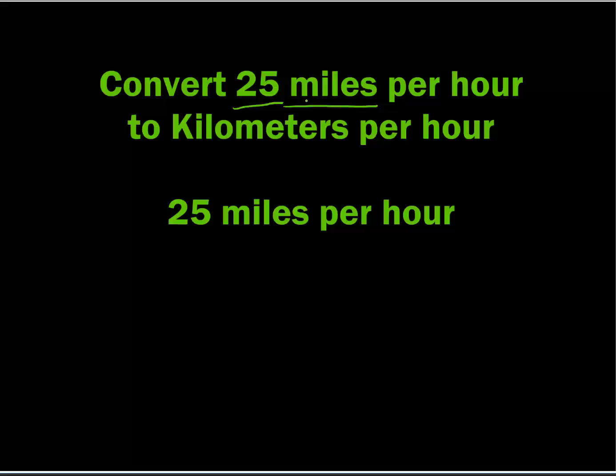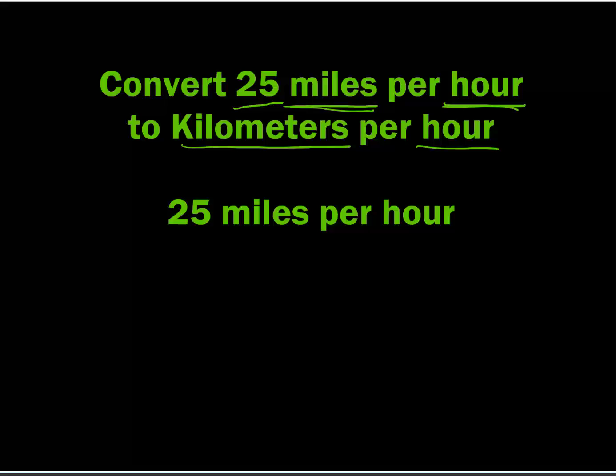So sometimes we want to convert the unit to a different unit. And in this case, we want to convert 25 miles per hour to kilometers per hour. Now, these are compounded units, meaning miles per hour. So those are actually two units. 1 mile in 1 hour is a mile per hour. 1 kilometer in 1 hour is a kilometer per hour. And we want to convert from one of these units to the other. So let's go ahead and show how to do that.